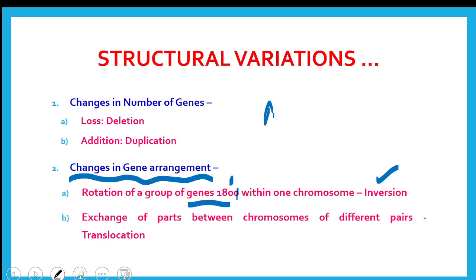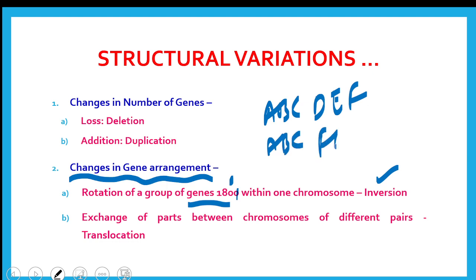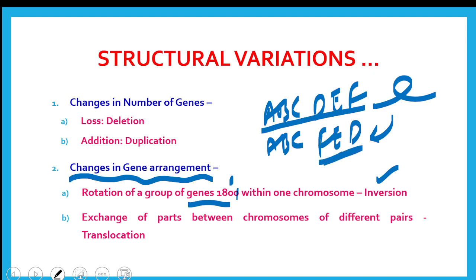Normally there is ABC, DEF; now it will become ABC, FED. So there is a rotation through 180 degrees resulting in inversion of the chromosomal segment. Here there is neither loss nor addition. The same genes are present, but in a reverse order. We call this inversion.